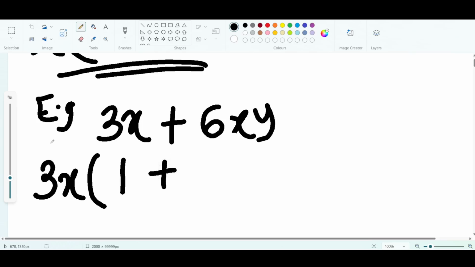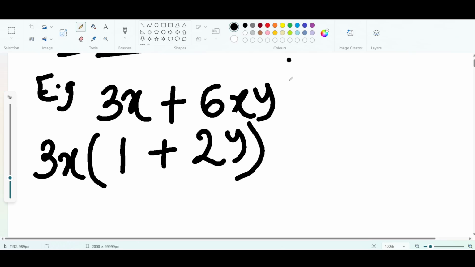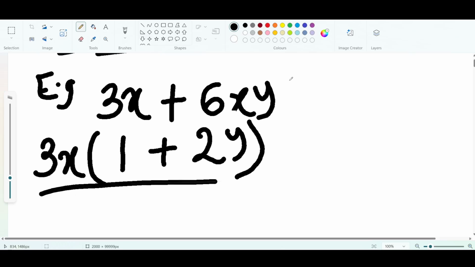Now plus, 6xy. So we say 3 and 6, we know that's going to be 2. And x in x, that will be 1, because 2 times 1 is 2. So we need not write the 1 out. So what is now left is y. So this is how we factorize an expression.